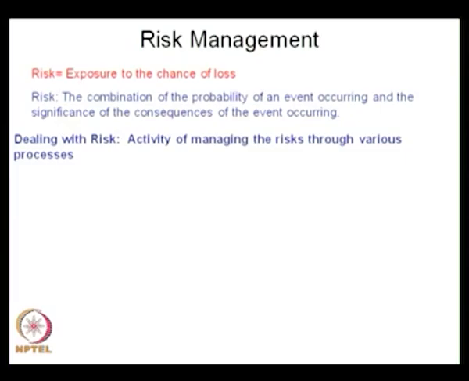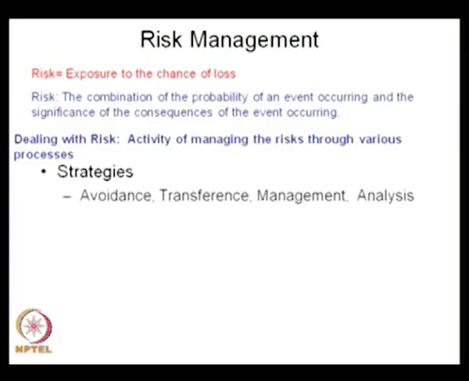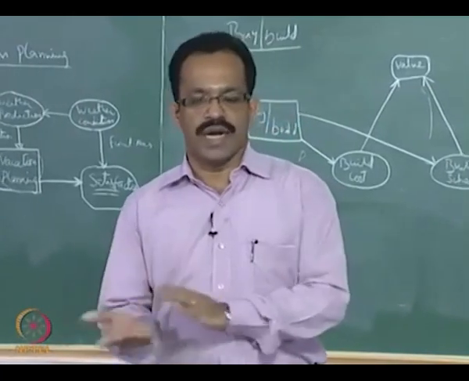The activity of managing risk through various processes is known as risk management strategies. We have different strategies like avoidance, risk transference, risk management and risk analysis. Risk avoidance is how you avoid a particular risk, or you just go for a low risk alternative, that is, you avoid the high risk thing and go for alternatives.